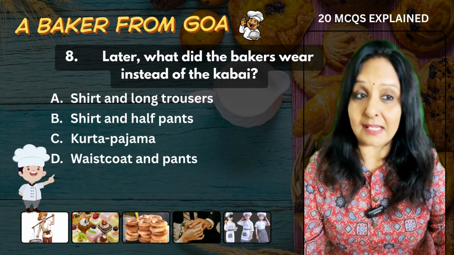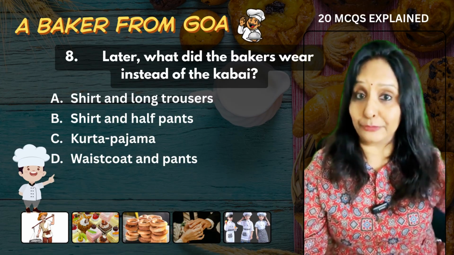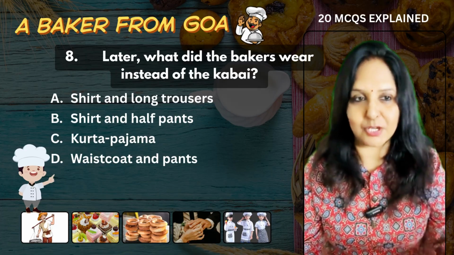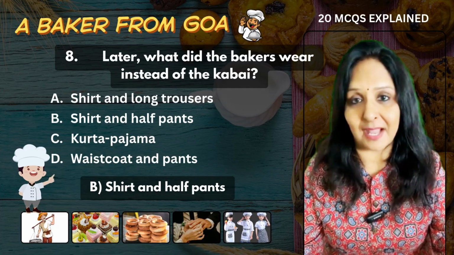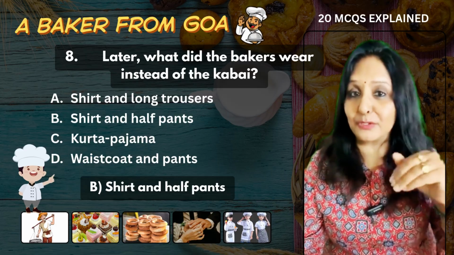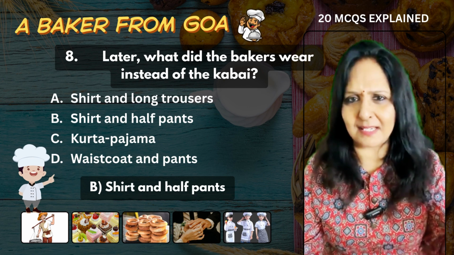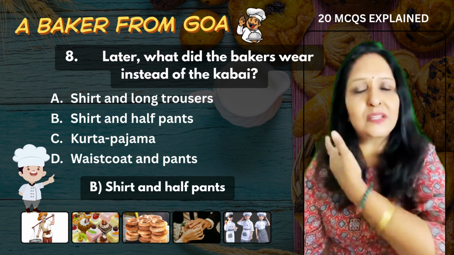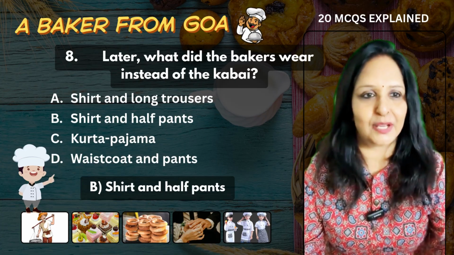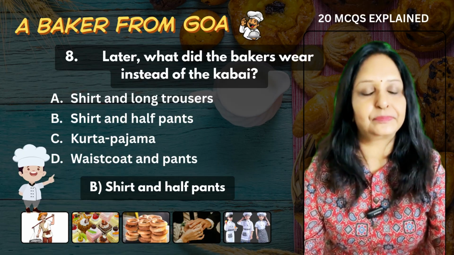Question number 8. Later, what did the bakers wear instead of the kabai? Earlier they used to wear a long frock-like thing, but later, what did they graduate to? That was shirt and half pants. Half pants below the knee and above the ankle, so that also was not full. It used to be probably comfortable for them, so that is the reason why they used to wear it. You can even call them capris or something like that nowadays. And this also you can associate with the uniform.